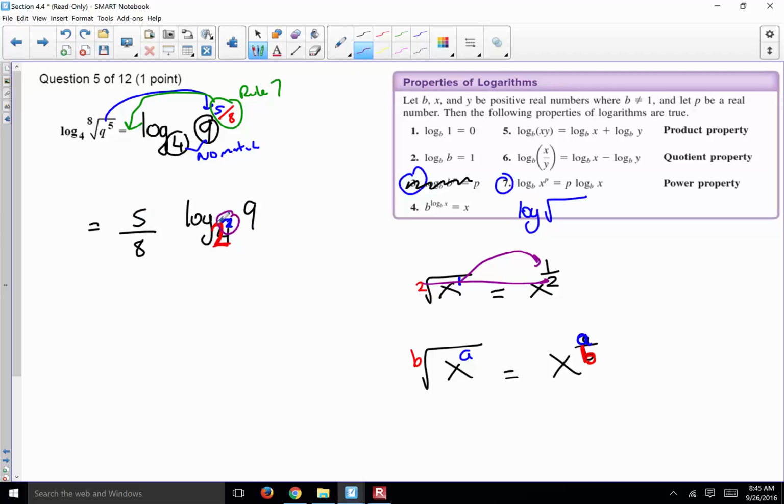Since it's on the base side, it goes to the denominator. So it makes 5/16 logarithm base 2 of q. So any power on the base goes to the denominator. But we're not required to do it. It's not on the list. Okay, that's a good rule though. I don't know why they didn't take it. But this is your final answer.